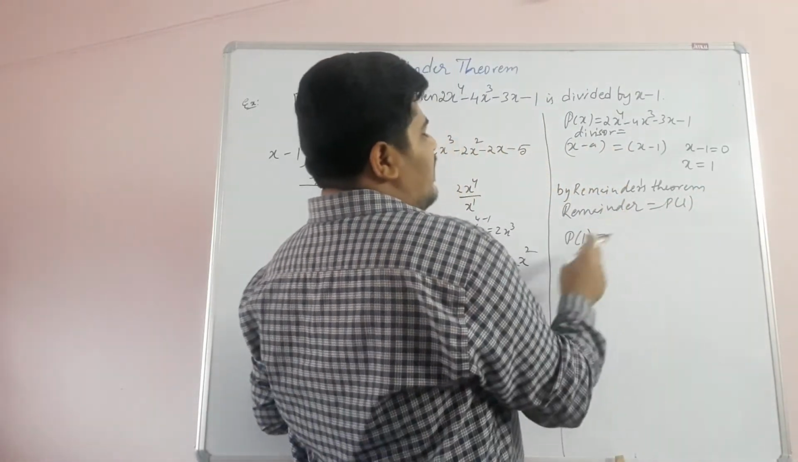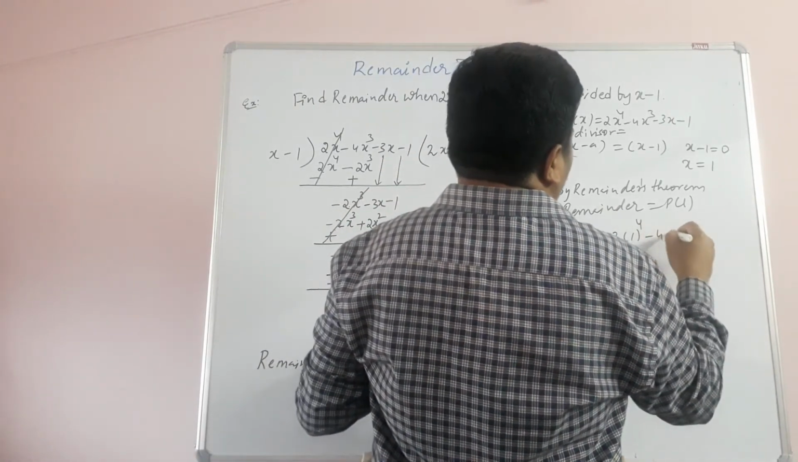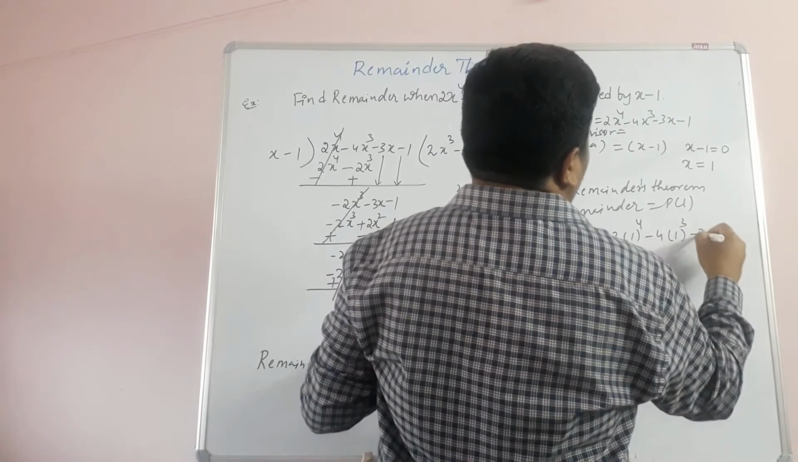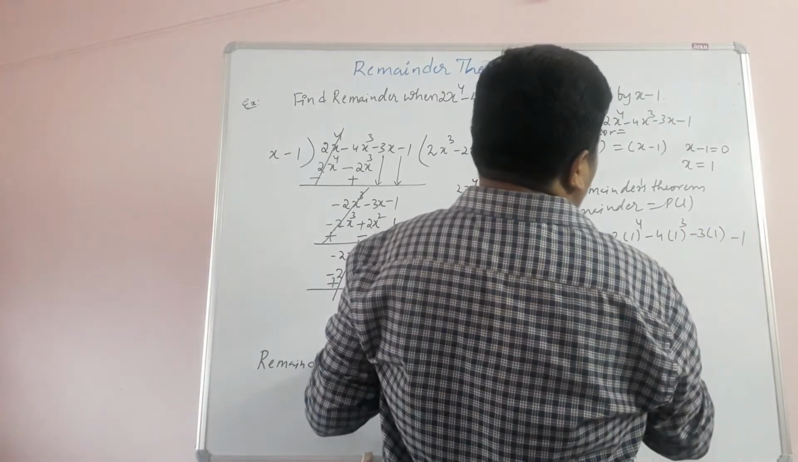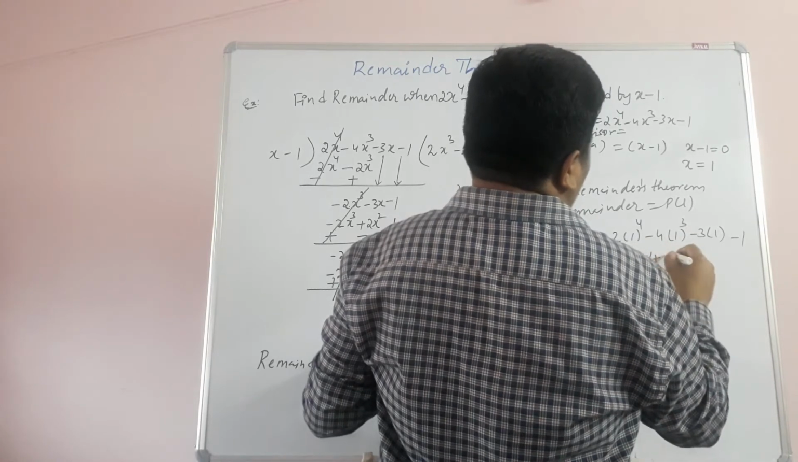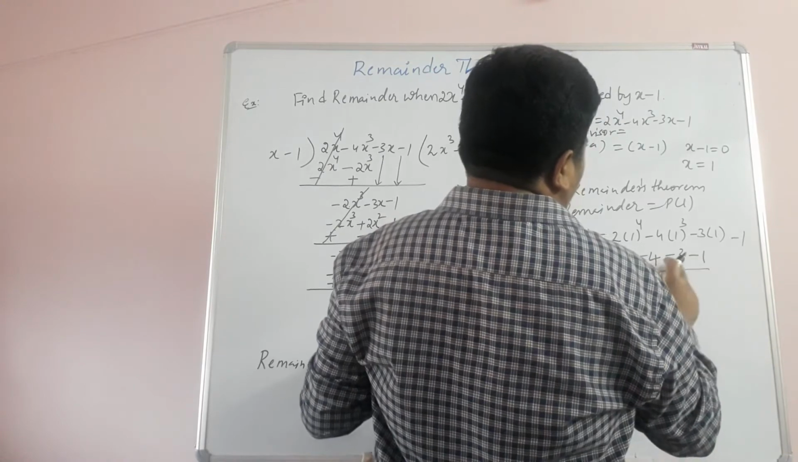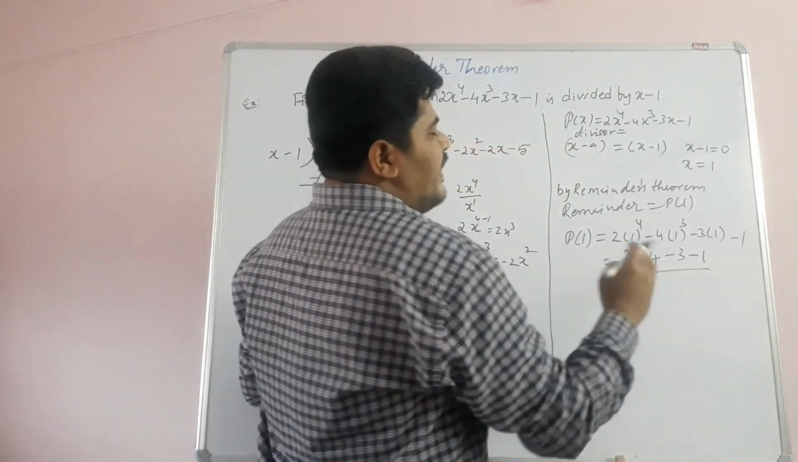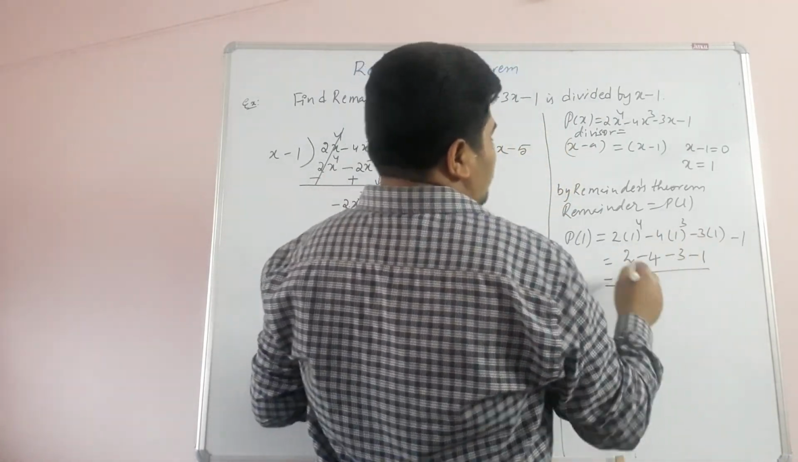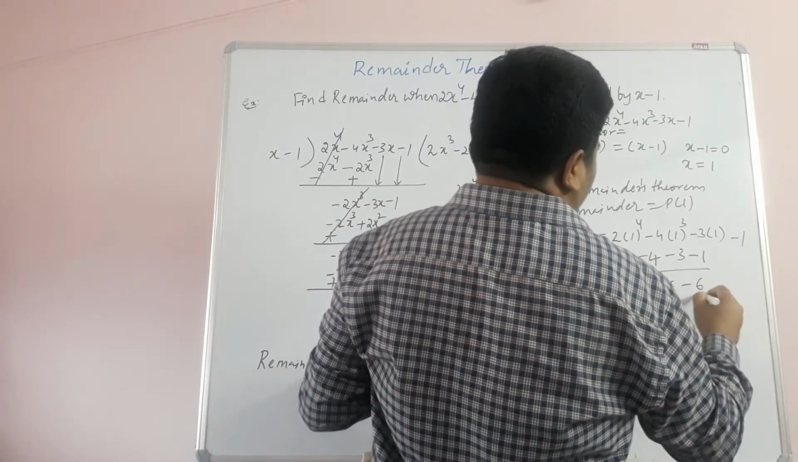So wherever x is there, we have to write 1. So 2 into 1 power 4 minus 4 into 1 cube minus 3 into 1 minus 1. So 2 into 1 to the power of 4 is 2, minus 4 into 1 cube is negative 4, negative 3, negative 1. So these are all negative numbers, children. Negative 4, negative 3 is negative 7, negative 7, negative 1 is negative 8. So 2 minus 8 gives us minus 6.